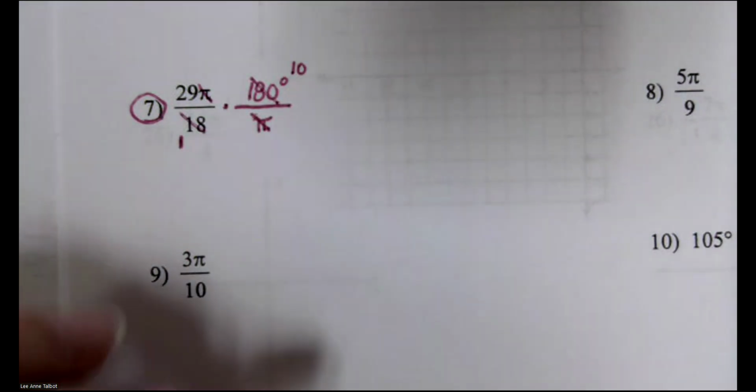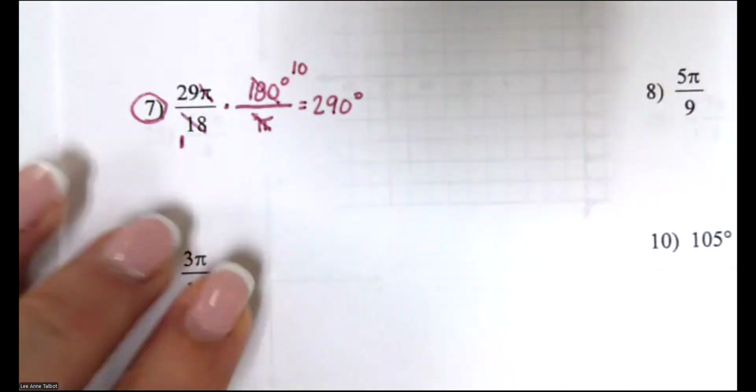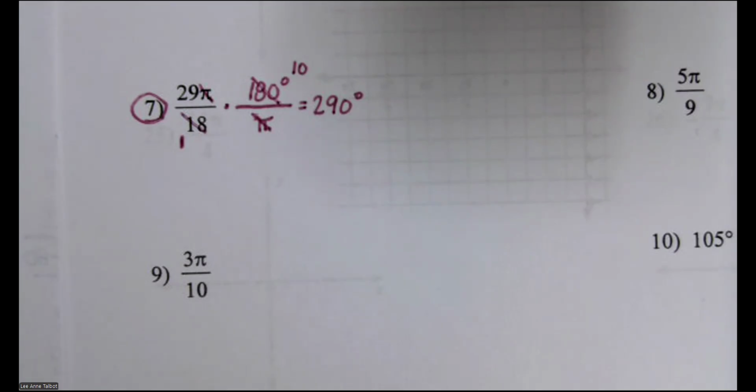You're going to reduce before you multiply. 29 times 10 is 290. That's how you're going to do these with no calculator. You're going to reduce before you multiply, make your numbers smaller so that you don't have to sit and worry about what 29 times 18 is. Are you guys picking up what I'm laying down?